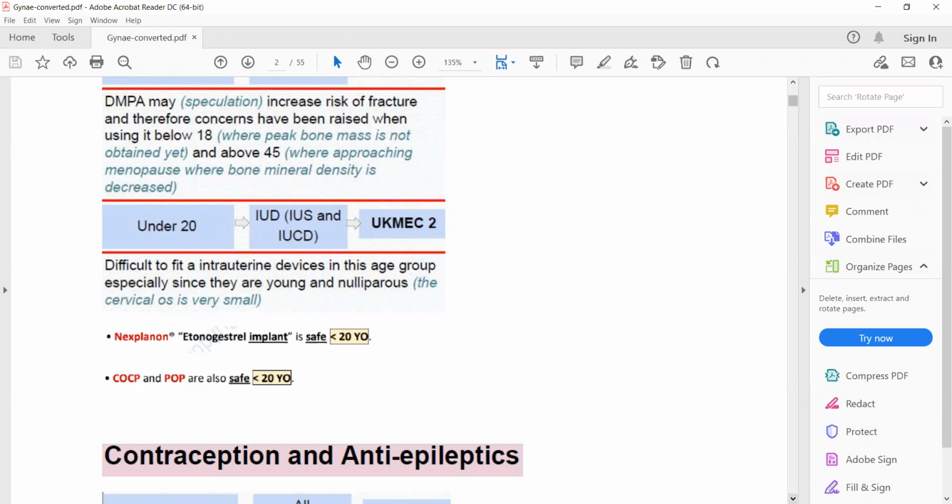DMPA is not a good option if the patient wants to get pregnant after 6 months, because after a DMPA injection, though it needs to be taken every 3 months, the fertility usually returns within a year, or it may take up to 1 year for the fertility to return. So it's not a good option if the patient wants to get pregnant within the next 6 months.